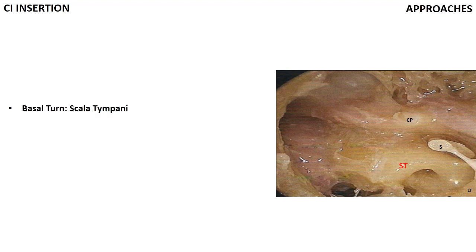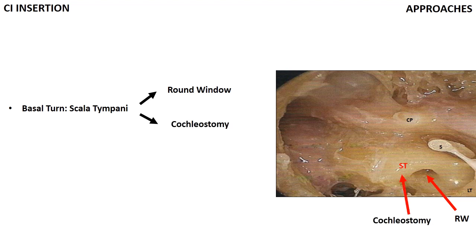As for the approaches, we have two approaches for the scala tympani of the basal turn. One of them is through the round window membrane, and the other is through a bony cochleostomy for the scala tympani of the basal turn. And we have one approach going to the scala vestibuli, and the last approach will be the middle turn cochleostomy.